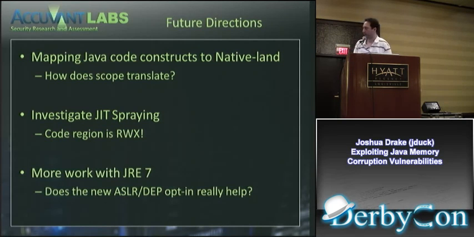And I also would like to look at JRE7 some more. It does opt into ASLR in depth on all of its modules. They switched to the 2010 compiler. But does it really help? I mean, what about that memory segment? It's always in the same place. Is it still in the same place? I think it is.